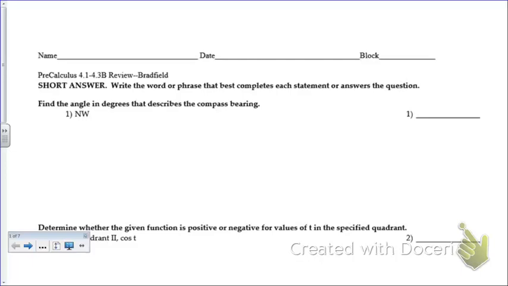All right, this is the pre-calc first part of Chapter 4 review for our test that we're going to have. Number 1, it says find the angle in degrees that describes the compass bearing. Don't even worry about that one. We really didn't talk about compasses, so I'm not going to even bother with that.